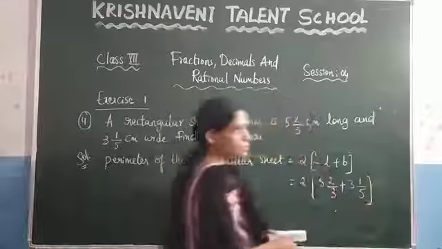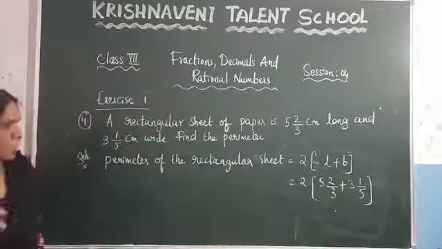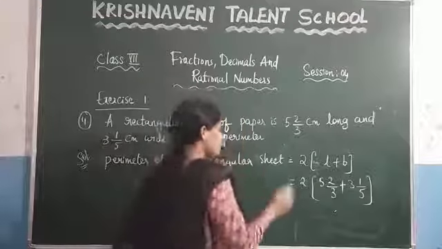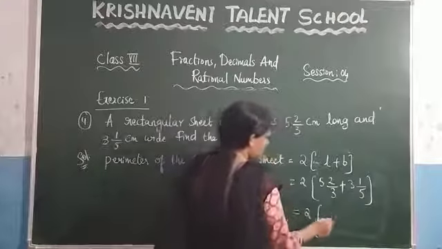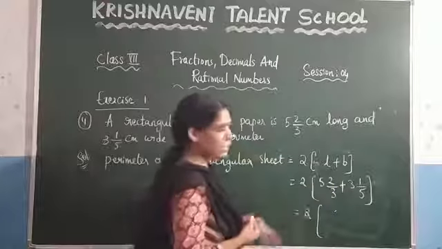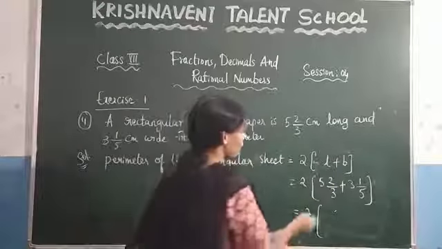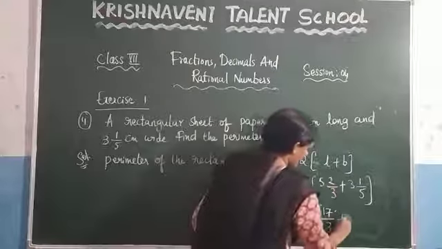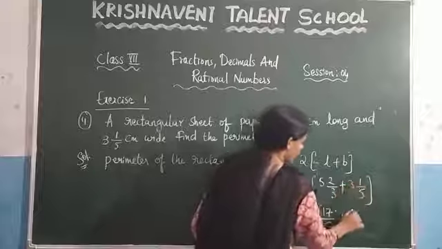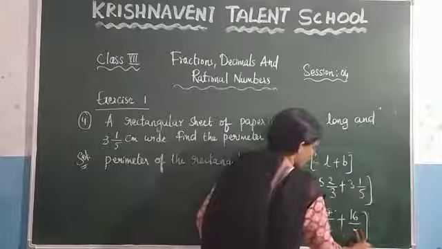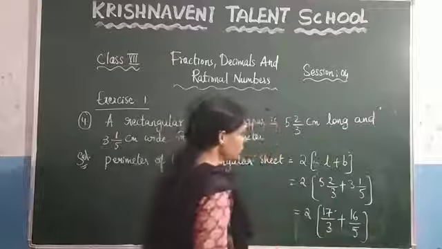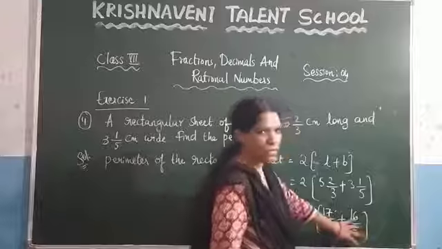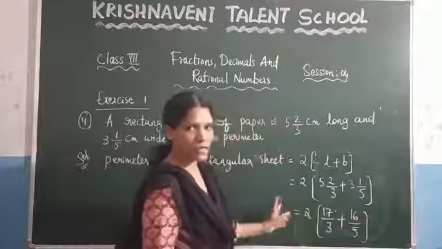Now you need to solve this. How do you solve this? You just have to convert these mixed fractions into improper fractions. You know how to convert this: multiply these two values and add the result to the numerator. So what you will get here? 3 times 5 is 15 plus 2, which is 17 by 3, plus here 5 times 3 is 15 plus 1, 16 by 5. Now what do we need to do? We have to solve what is in the brackets first. That means you need to solve this value first. After that you can multiply that value by 2.